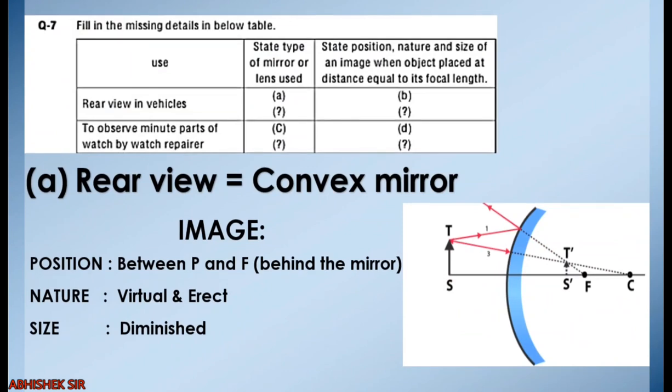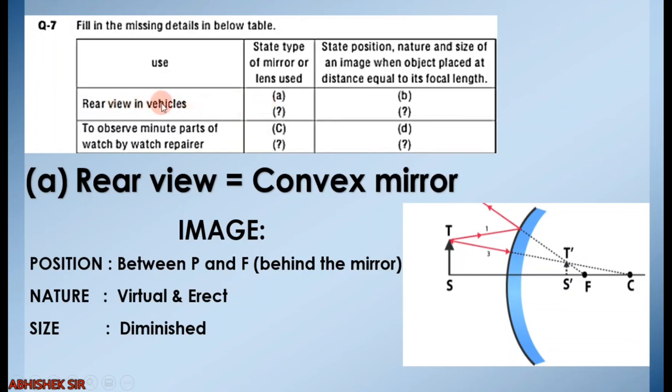This one is from physics. Find the missing details in the below table, and there is a table given in which use is written, and then we have to state which kind of mirror or lens is used. Also, if the object is placed at focal length, what will be the position, nature and size of the image? So this is a very simple question, don't get confused.